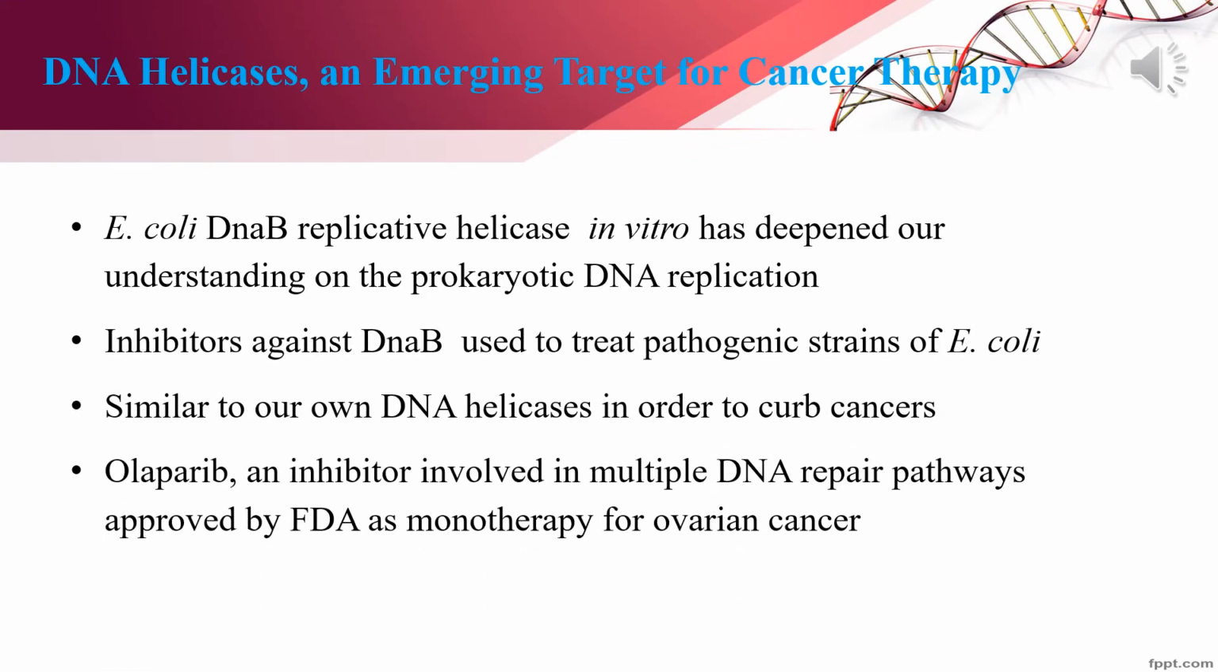Studies on the mechanism of DNA replication have been extensively carried out using purified proteins of Escherichia coli. Based on it, pathogenic strains of E. coli can be treated using inhibitors of DnaB. Similar ideas are applied to human DNA helicases in order to restrict the growth of cancer. Olaparib is an anti-cancer therapy that has been approved by the FDA as monotherapy for ovarian cancer.